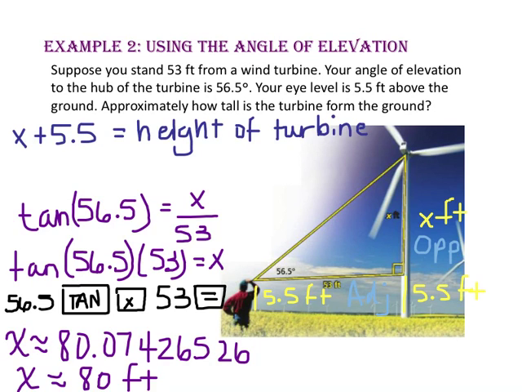Since x is the height of the wind turbine above the man's line of sight, we still need to add his height, 5.5 feet, to the 80 feet to get the total height of the wind turbine. So the wind turbine is approximately 80 feet plus 5.5 feet, or 85.5 feet.